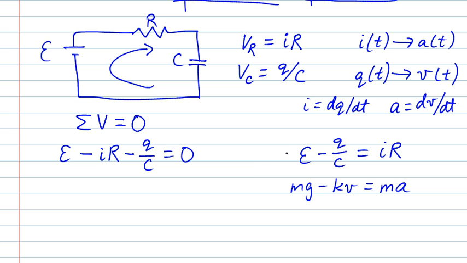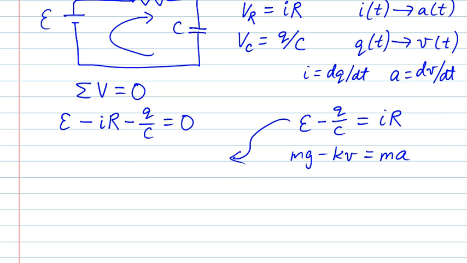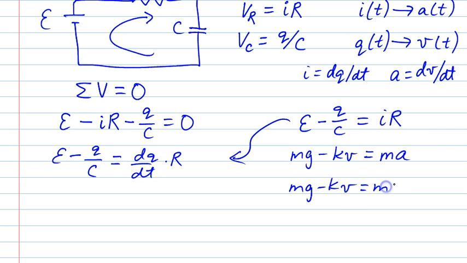Because if I write this first equation in terms of Q and dQ, I'm going to have E minus Q over C equals dQ dt times R. And that's exactly the same as writing mg minus kV is equal to m dV dt. Exactly the same mathematically. So I'm not going to take as long to explain how the math works for this.